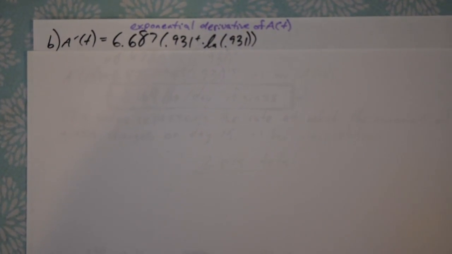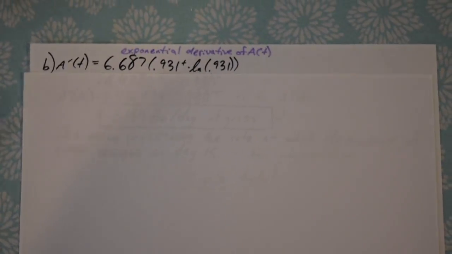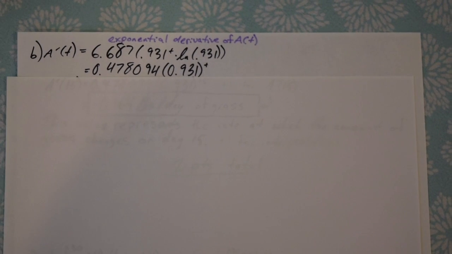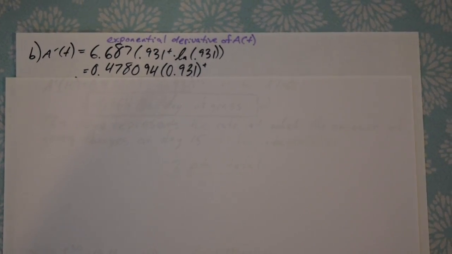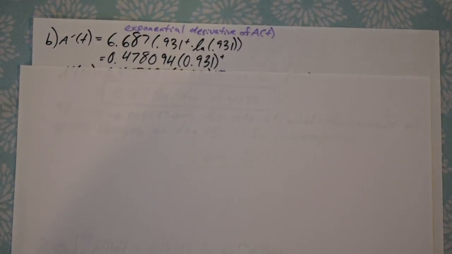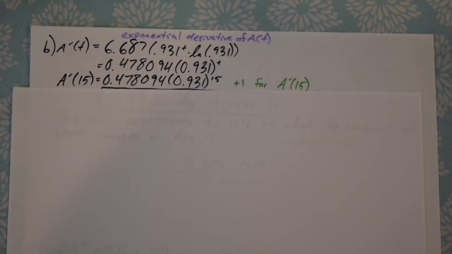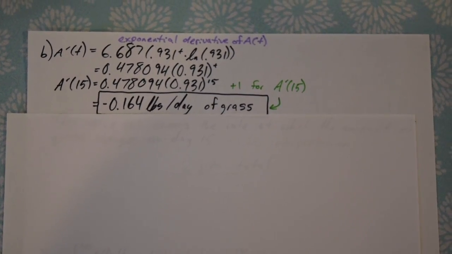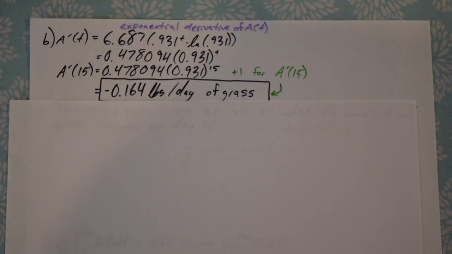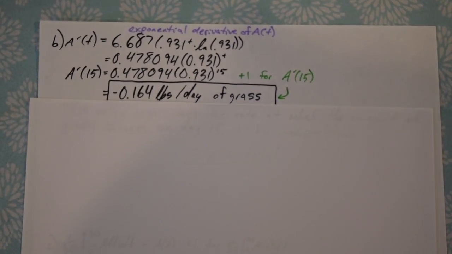Using the exponential derivative of A of t, we're going to get that it equals 6.687 times 0.931 to the t times the natural log of 0.931, and that equals negative 0.478094 times 0.931 to the t. And so A prime of 15, we're just going to plug 15 into here, so that is negative 0.478094 times 0.931 to the 15, and you solve that, you get negative 0.164 pounds per day of grass, and that's 1 point for having the correct value for A prime of 15.